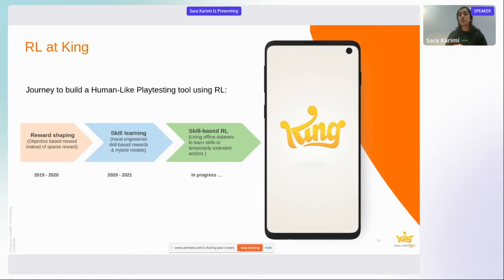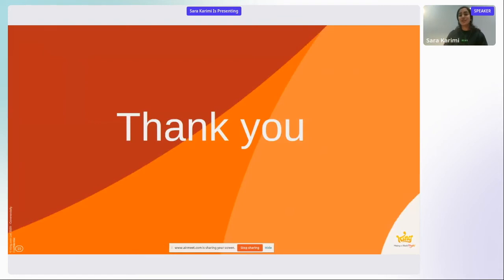This is a work in progress, and the idea here is to use this big data set that we collect from users' play and to learn a set of behaviors and skills that our reinforcement learning algorithm can work with and can make it easier for the reinforcement learning algorithm to learn how to play the game. That was the end of my talk, and thank you very much.